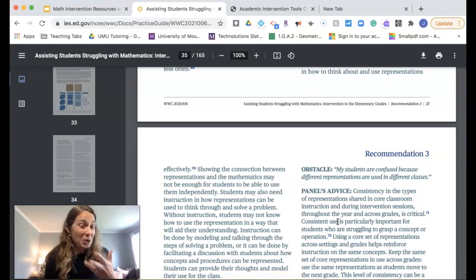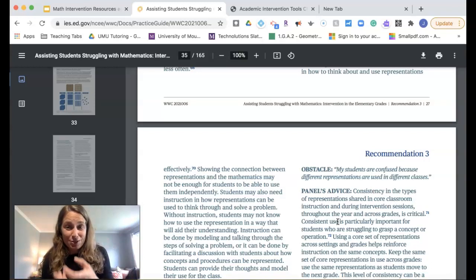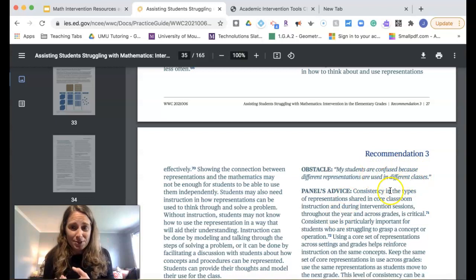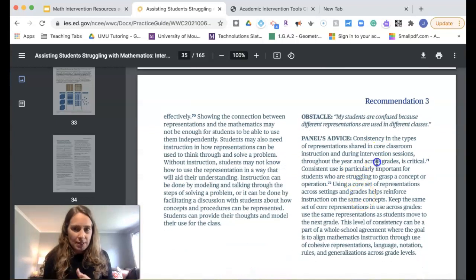Or if you're a coach working with teachers and they cite these obstacles, like "my students are confused by the different representations," here's their advice on that. So it might also help from a math coach perspective. These are probably things people are going to say to you. And so how do you overcome them, or what advice do you give them?